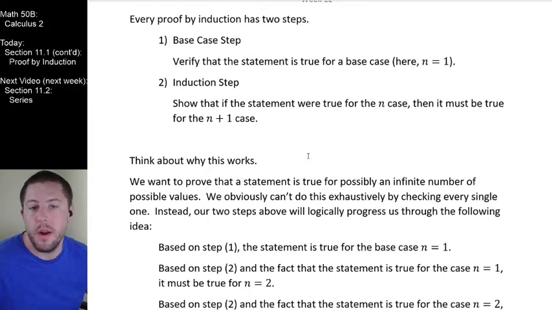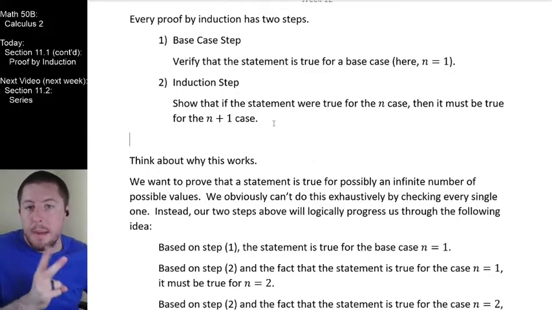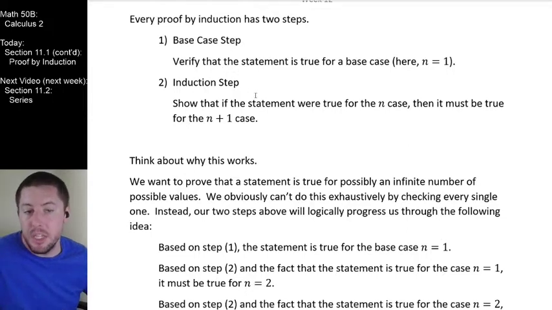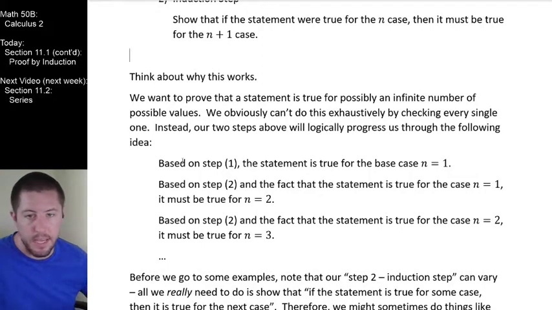What we want to do is prove that the equation up there is true for possibly an infinite number of possible values. In most cases, this is true for the infinite number of positive integers that there are out there. We obviously can't do this exhaustively by checking every single one. Otherwise, you'd have to do literally an infinite number of computations to prove that we're going to get the same value on the left and right side of the equal sign. Instead, this two-step process for proof by induction is going to logically progress us through the following idea to verify that by doing only those two steps, it must be true for an infinite number of possible cases. So here's why this works.